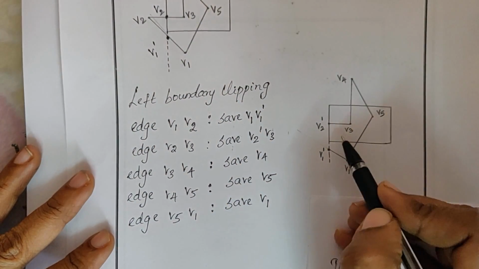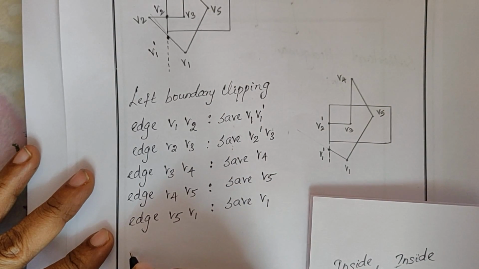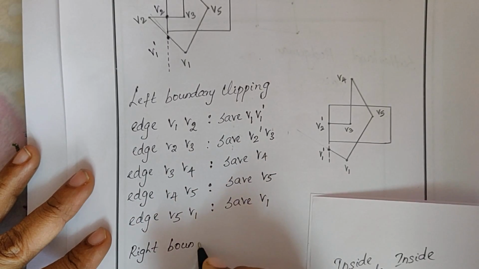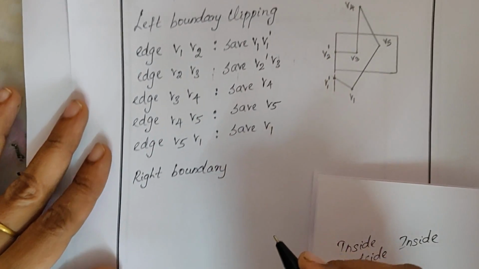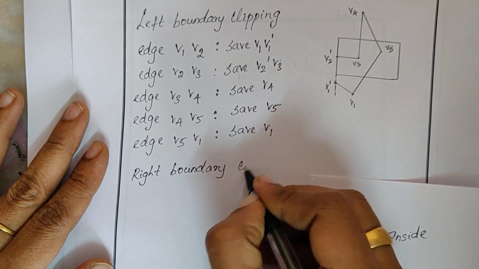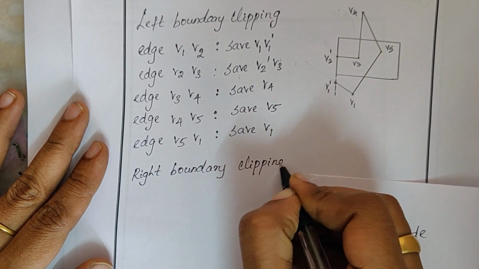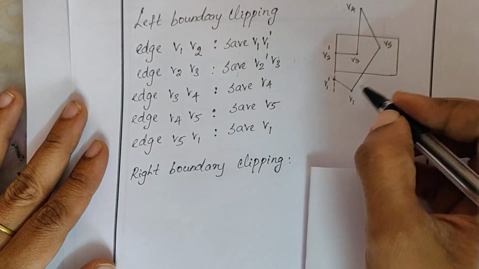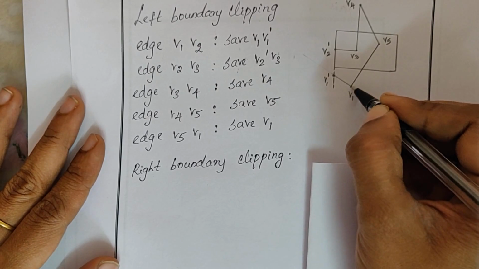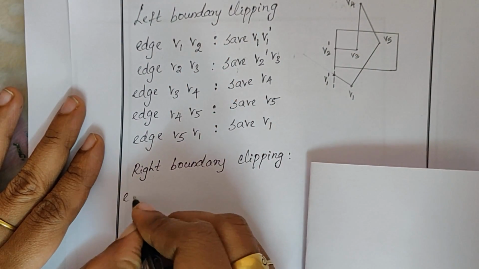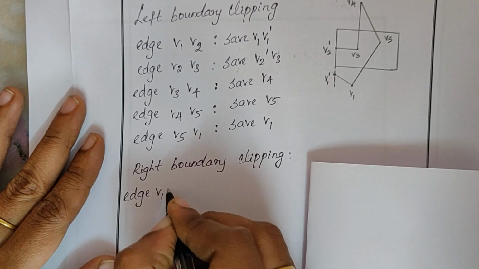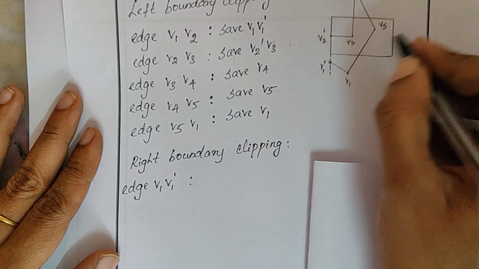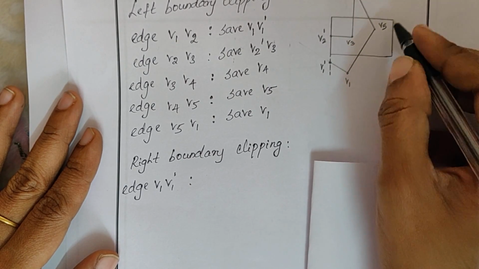Now keeping this polygon, I have to do right boundary clipping. Right? Now here, the first edge is V1, V1 dash. Right? We are doing right boundary clipping.